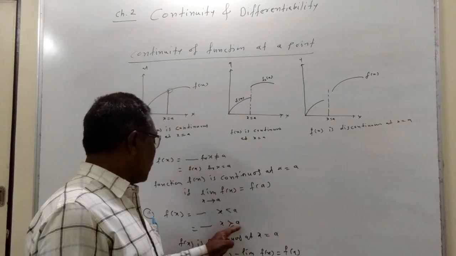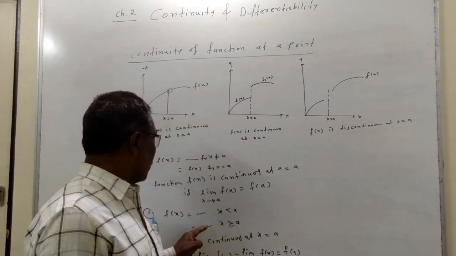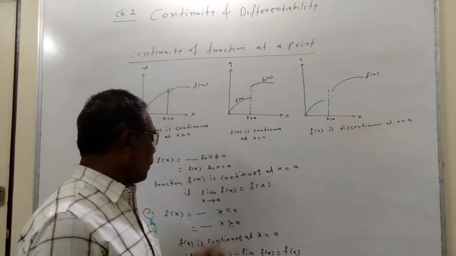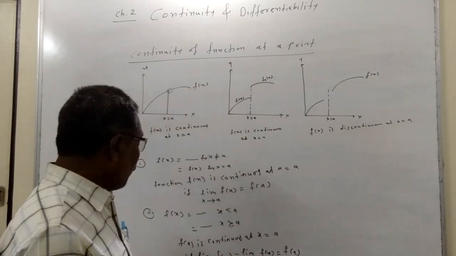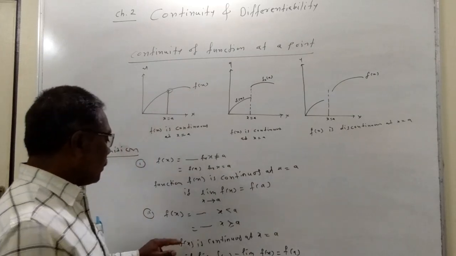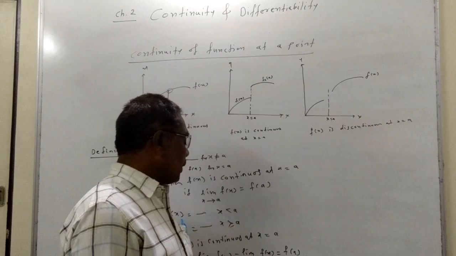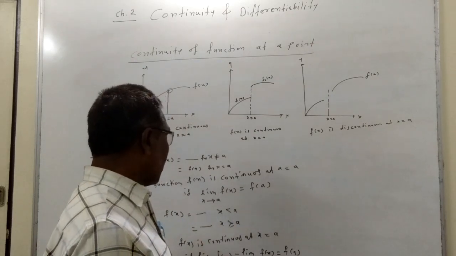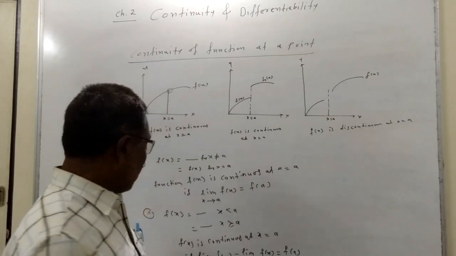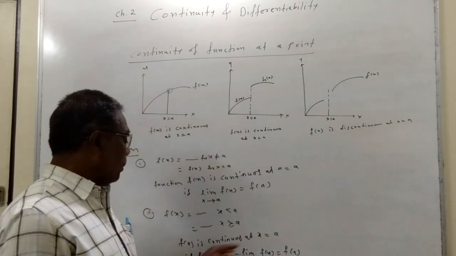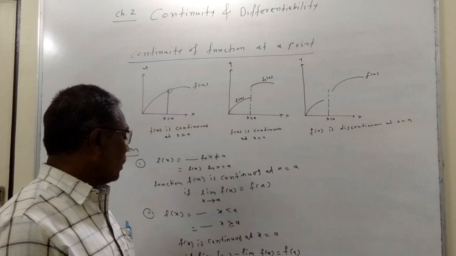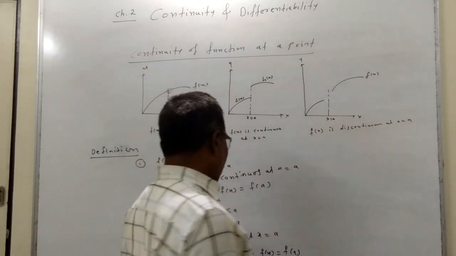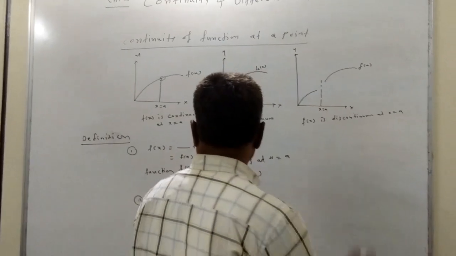Now suppose the function is defined like this. What will be the equation for the value of the function? In that equation we put x is equal to a and find the value of the function. Now here, if the left hand limit is equal to the right hand limit is equal to the value of the function, then the function is continuous at x is equal to a. Left hand limit equal to right hand limit means the limit exists, and it is equal to the value of the function.